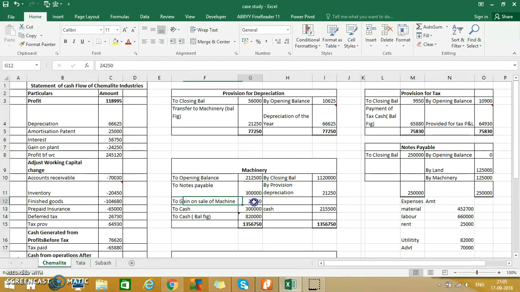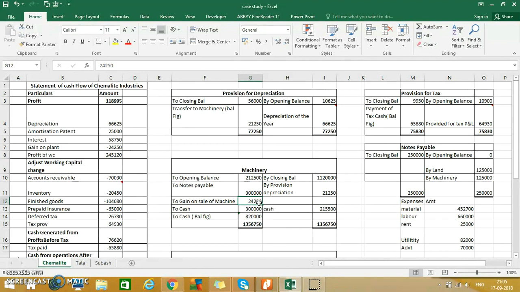While the gains always have to be taken on the debit side, the losses on the sale of the machine have to be taken on the credit side. Now, where did I get this point from? I have got this point from the P&L account, which says that there was a gain on the sale of the machine. So let me plug it into the machinery account on the debit side.